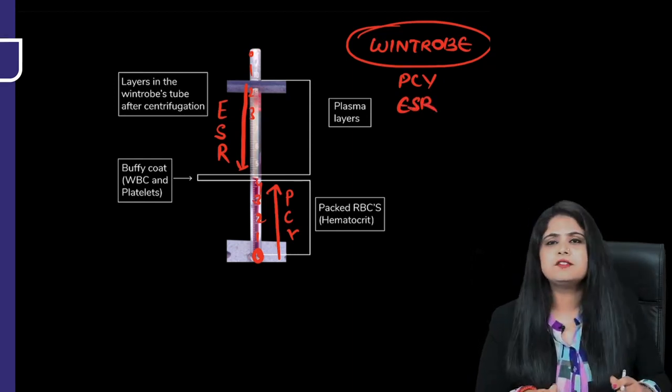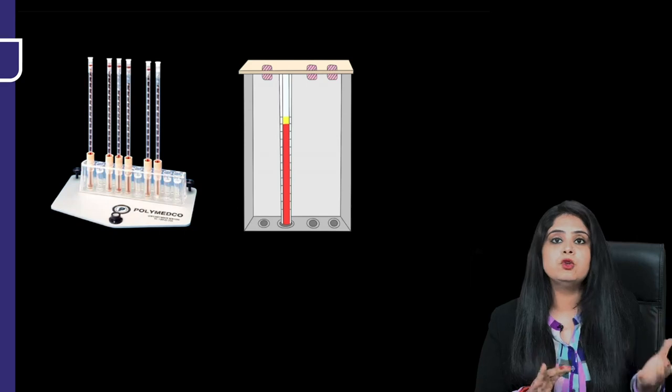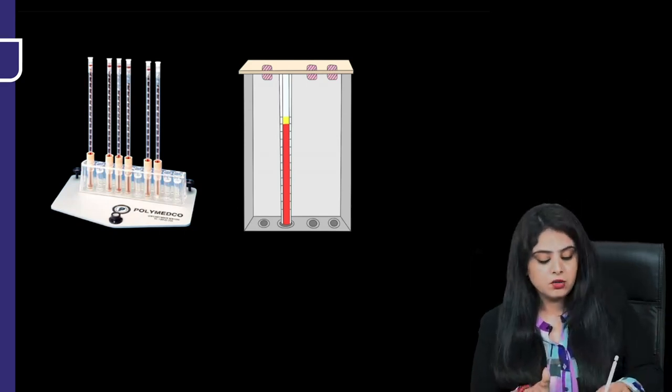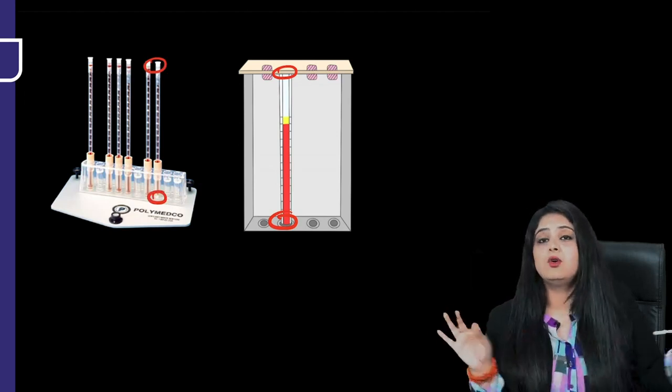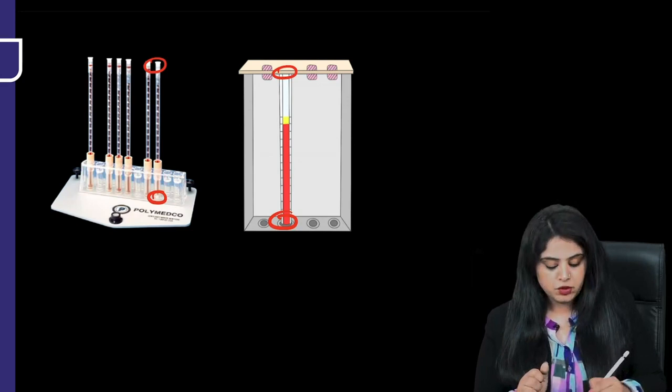Let's move on to the next. If I give you a test right now, what is this? Is this a Wintrobe tube or is it a Westergren pipette? You will say it's open here, both ends are open and it's very, very long. So this is the long one, that is the Westergren pipette. Let's move on to the next question.